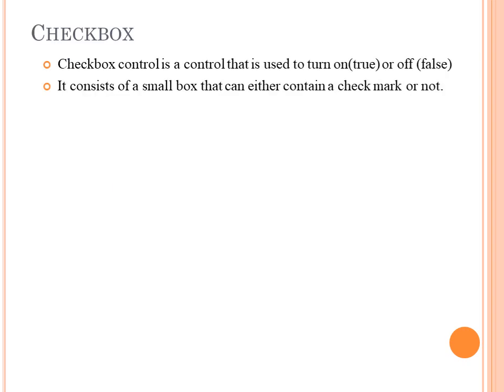Now we will move to the third component, that is checkbox. Now everyone knows what you mean by a checkbox. So the checkbox control is a control that is used to turn on or off. Okay, so it consists of a small box that can either contain a check mark or not.